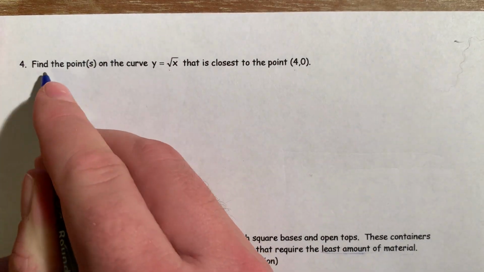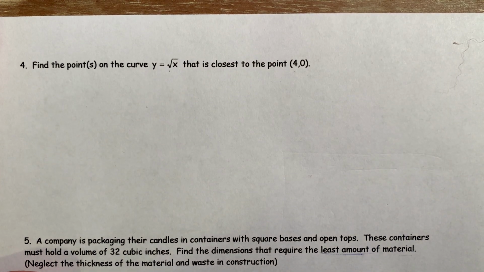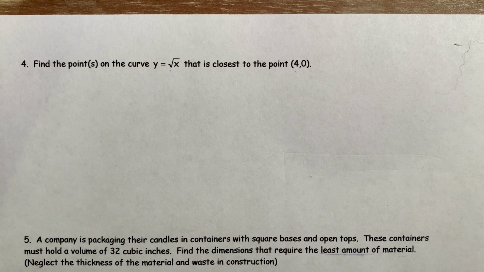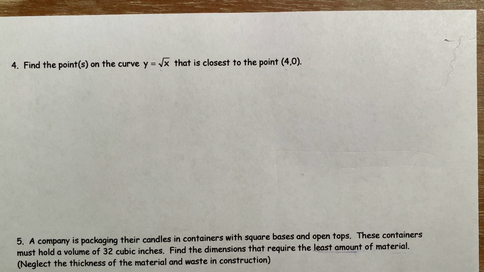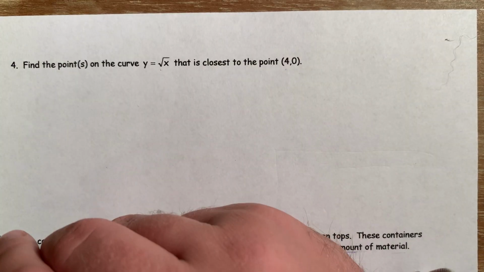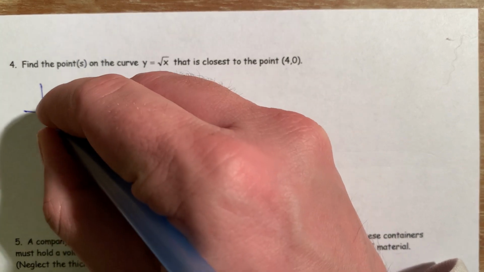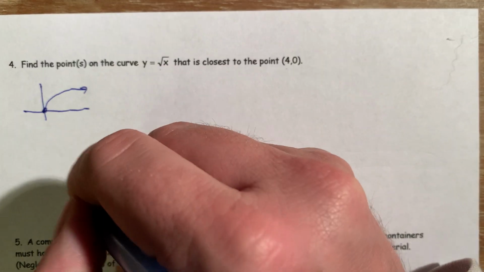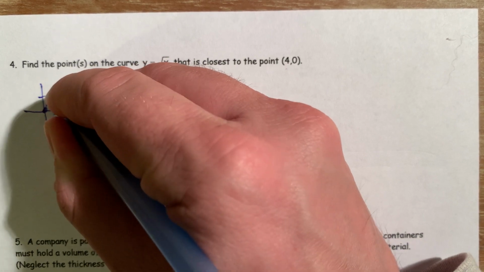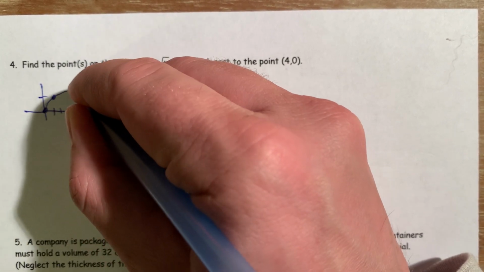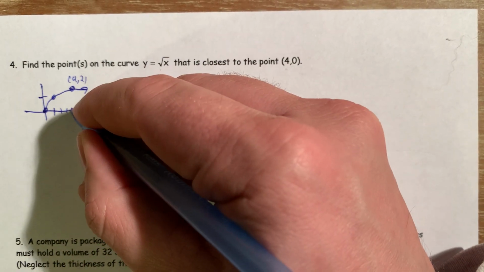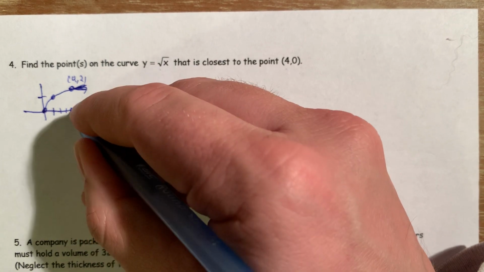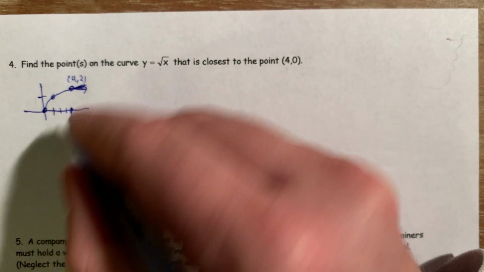All right. Find the points on the curve y equals square root of x that is closest to the point (4, 0). Try to draw a picture of what is happening. Now we'd like to figure out what it is we're minimizing, or optimizing. So hopefully we know the square root of x looks like this, right? It's got points at (1, 1), (4, 2), and we're looking for the minimum distance. What's the closest point to (4, 0)?